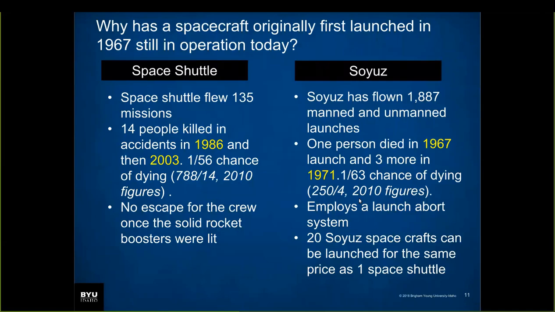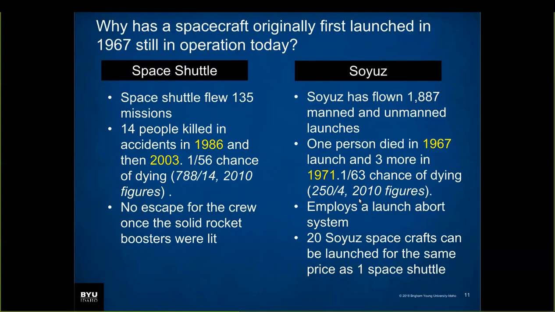I wanted to make a little comparison between the two. So the Soyuz was first developed in 1967. And it flew 1,887 missions, more or less. They're still flying them, so that number's still increasing. The space shuttle flew 135. But what I want you to pay closest attention to is those numbers in yellow.